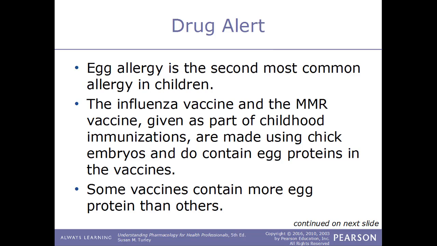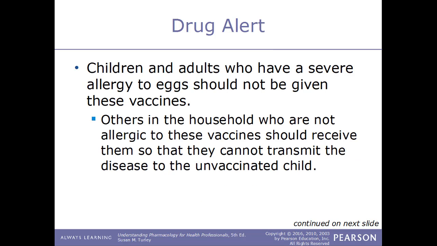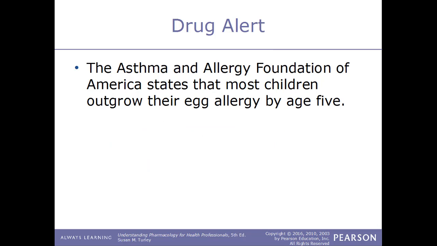Now we'll mention a drug alert about how some vaccines are prepared. Egg allergy is the second most common allergy in children. The influenza vaccine and the MMR vaccine, given as a part of childhood immunizations, are made using chick embryos and do contain egg proteins. Now, some vaccines contain more egg protein than others. Children and adults who have a severe allergy to eggs should not be given these vaccines. Others in the household who are not allergic should receive them, so they cannot transmit the disease to an unvaccinated child. The Asthma and Allergy Foundation of America states that most children will outgrow their egg allergy by age 5.